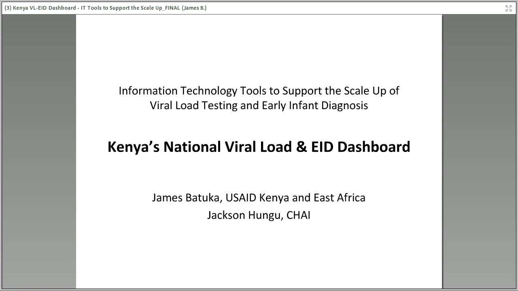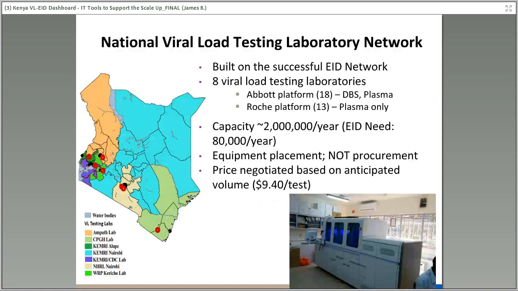So I was saying that my name's James Batuka. I work for USAID Kenya in charge of treatment. I'm presenting this with my colleague Jackson Hungu from CHAI. He's the Deputy Country Director for CHAI Kenya. Again, this is part of the cooperation as development partners in the country. I'll be talking about both the EID and viral load dashboards in Kenya.